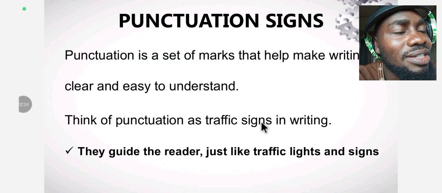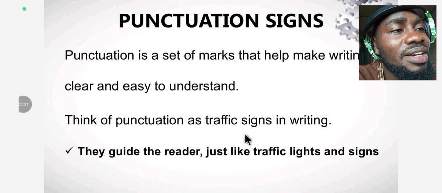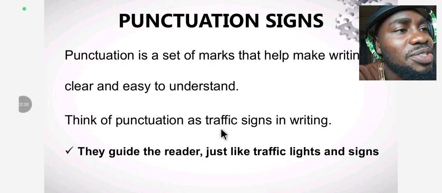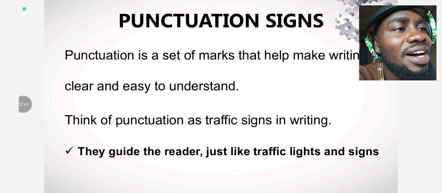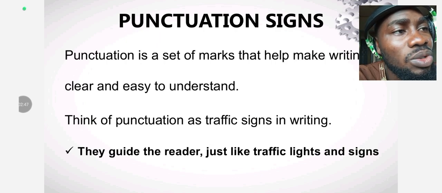It's just like traffic on the road: the person that is writing or the person that is reading is the traffic, and the traffic lights you have there are the punctuation. Red says stop, yellow says ready, and green says go. That's what punctuation does to a person that is reading.